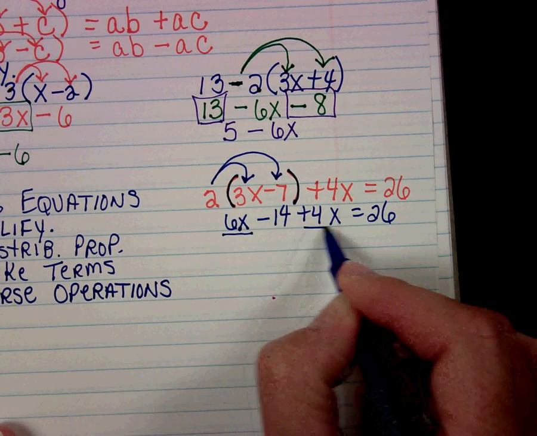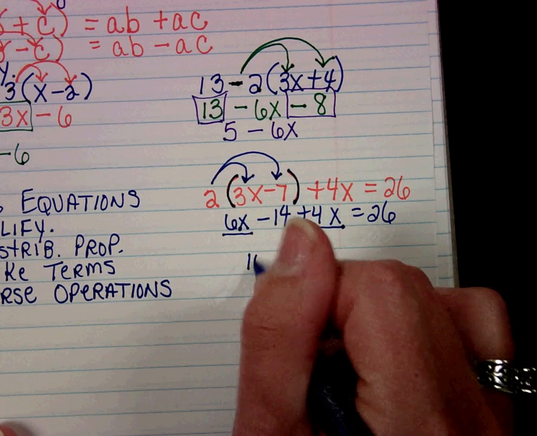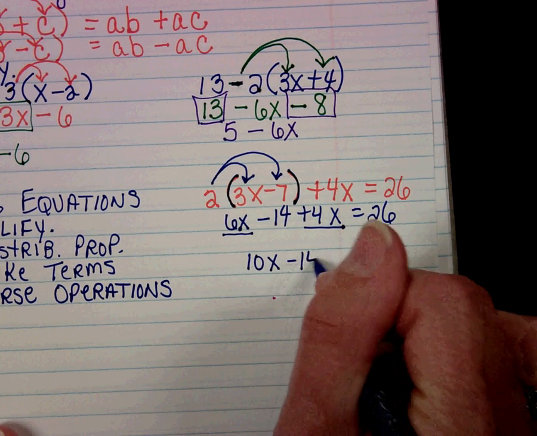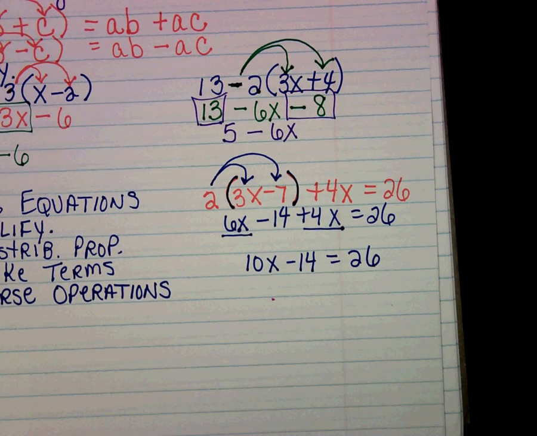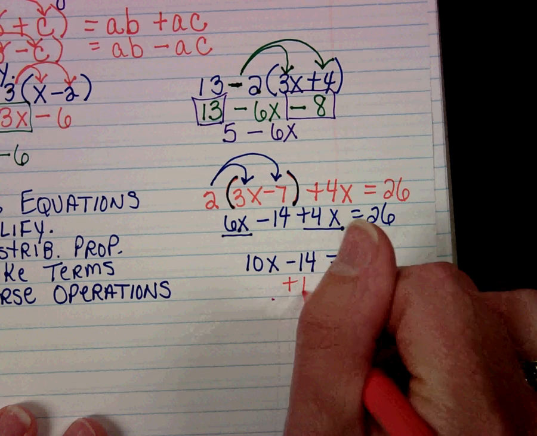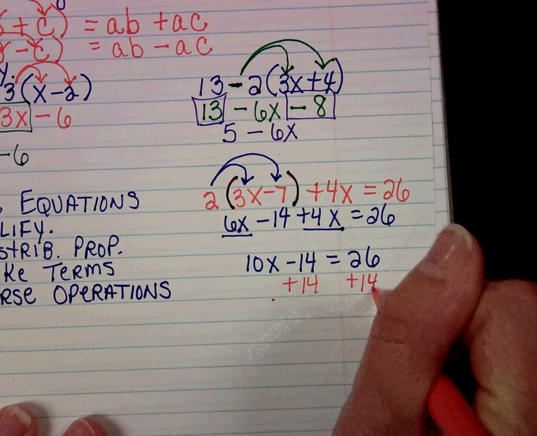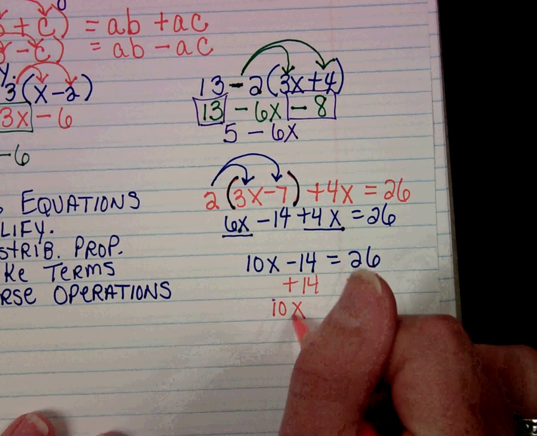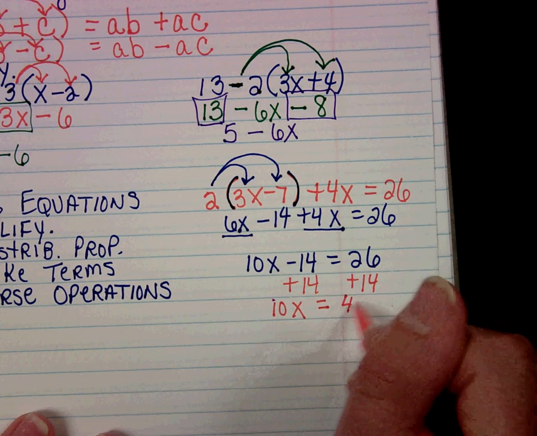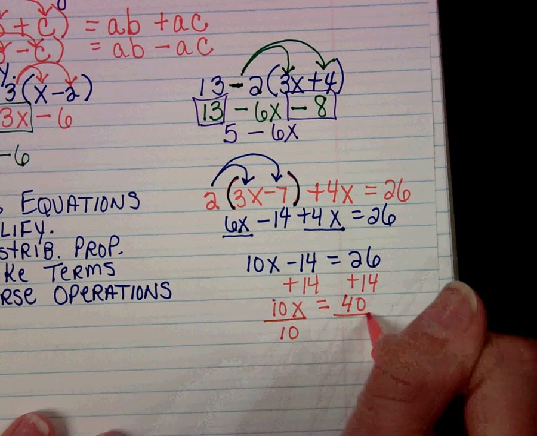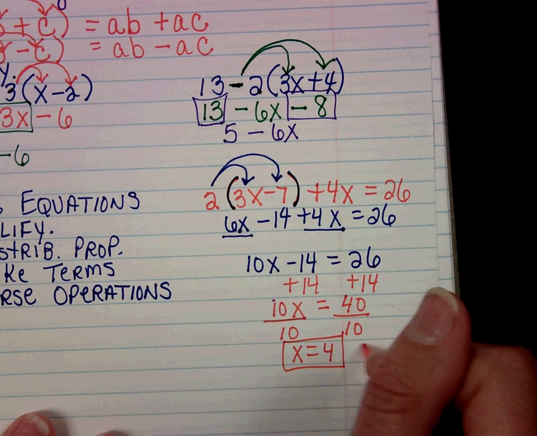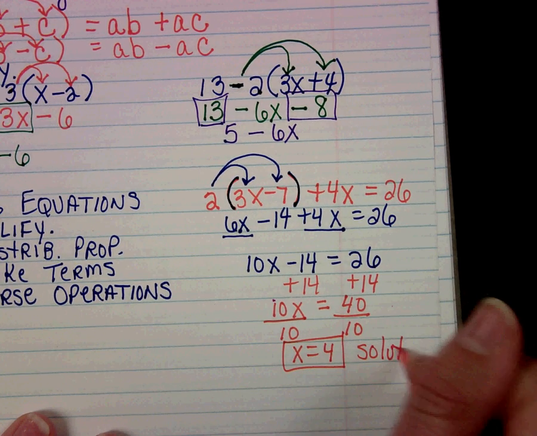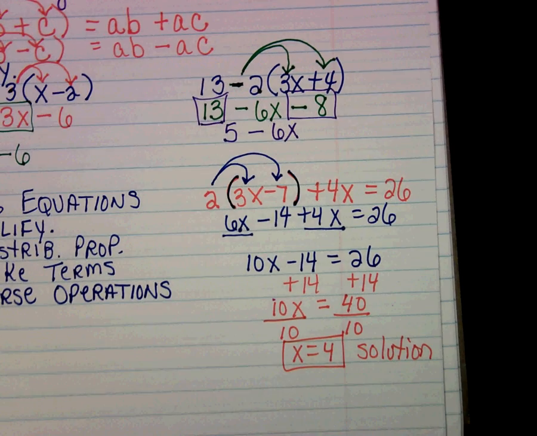Now I'm going to combine like terms, so this becomes 10x minus 14 equals 26. And now we're down to just a basic two-step equation that you should be comfortable with. Add 14 to both sides. 10x equals 40. Divide by 10. X equals 4. This is my solution. It's my solution because it makes the equation true.